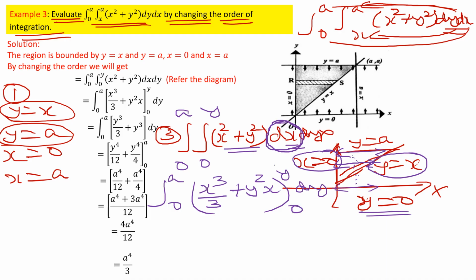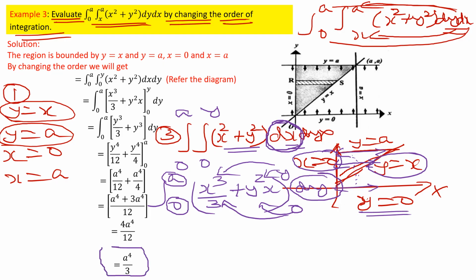So substitute the upper limit in place of x minus the lower limit in place of x. That will give you some answer. That answer again you have to integrate with respect to y and substitute the upper limit a minus the lower limit 0, which will give you the final answer as a power 4 minus 3.